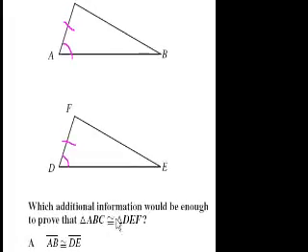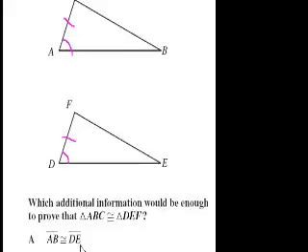Which additional information would be enough to prove that triangle ABC is congruent to DEF? So they just gave us one side and one angle. If they gave us another side, if they said that DE is congruent to AB, that'd be pretty cool. If they gave us this angle, if they said angle F is congruent to angle C, that'd be good. Let's see what they give us. AB is congruent to DE. Yeah, sure. If AB is congruent to DE, then we definitely have congruent triangles.